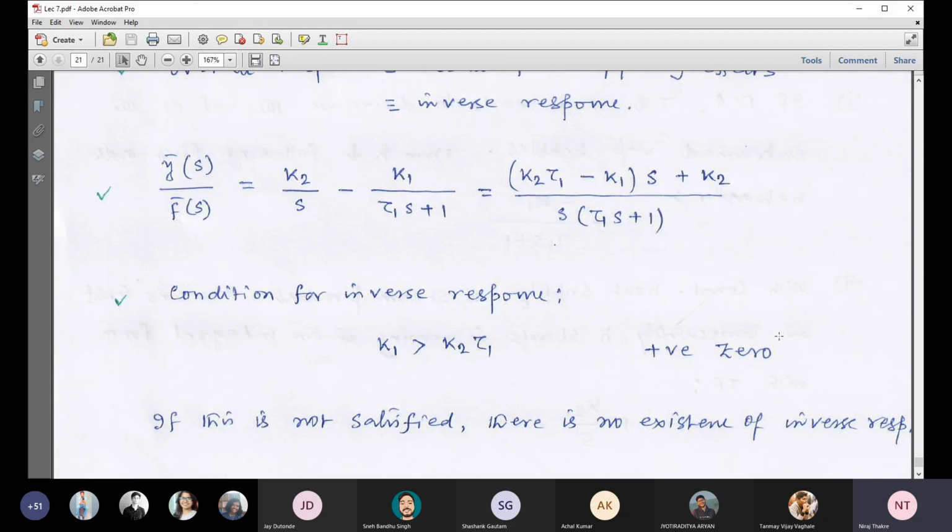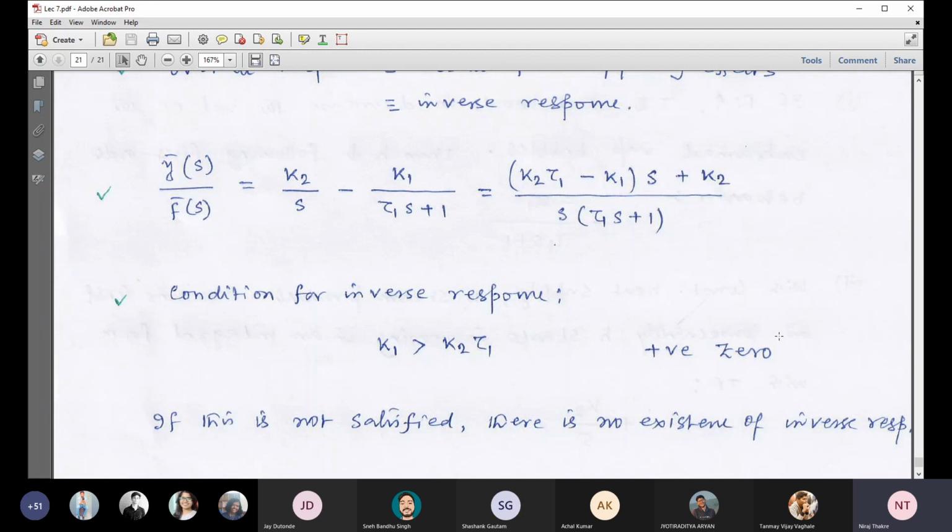Do you have any question on this? Inverse response? Student? Okay, fine. So I think you understood this.